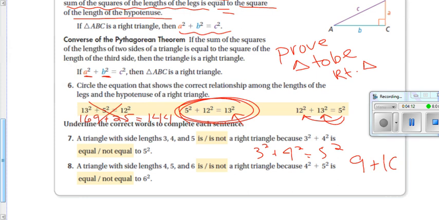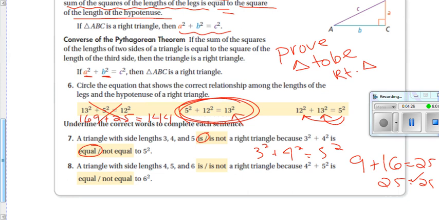4 squared is 16. 5 squared is 25. And when I add 9 and 16, I do indeed get 25. So yes, it is a right triangle. So the lengths do make a right triangle because they are equal.